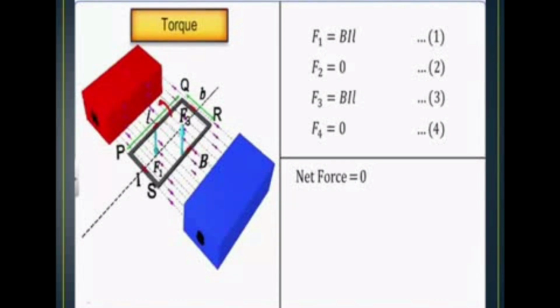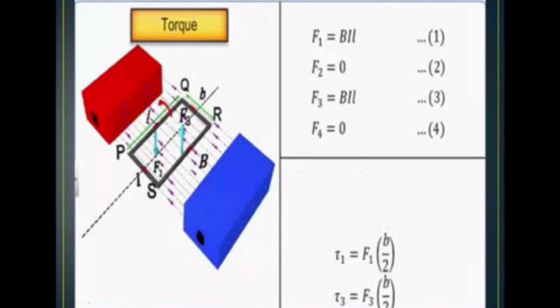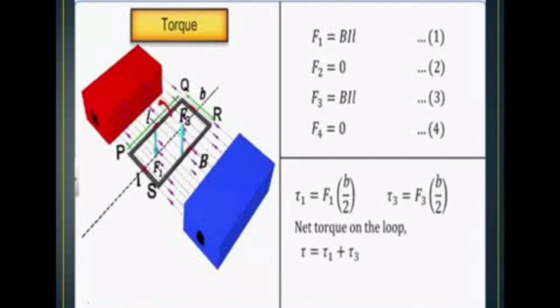Torque tau is equal to force into perpendicular distance, which you already know. So we can take any one force into the perpendicular distance between the two forces. You can take F3 or F1. So tau 1 is equal to F1 into b by 2, and tau 3 equals F3 into b by 2. When you draw the diagram, you can easily understand that for either force the perpendicular distance is b by 2.